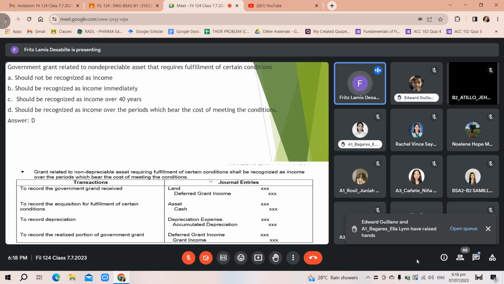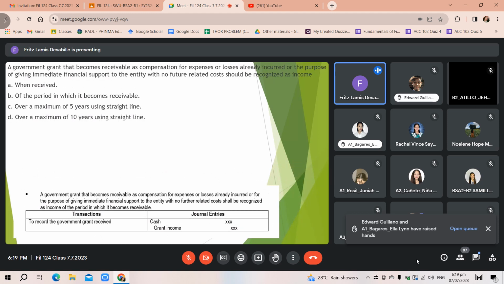Okay, here are the journal entries. So grant related to non-depreciable asset requiring fulfillment of certain conditions shall be recognized as income over the period which bear the cost of meeting the conditions. Okay, so sige, later on, guys, along with the slide that I'm using right now, I'm also going to be posting a lecture video for your reference, for government grants. Okay.